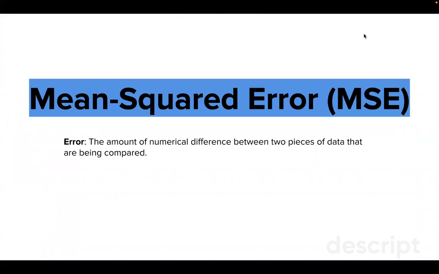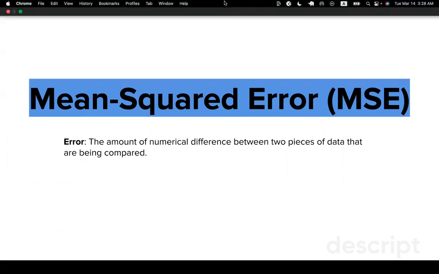In this video, we're going to introduce an example of error, mean squared error. As a reminder, error is the amount of numerical difference between two pieces of data that are being compared. This has many applications in AI, including classification and prediction, which we'll get into in this video. But first, let's look at what mean squared error actually means.